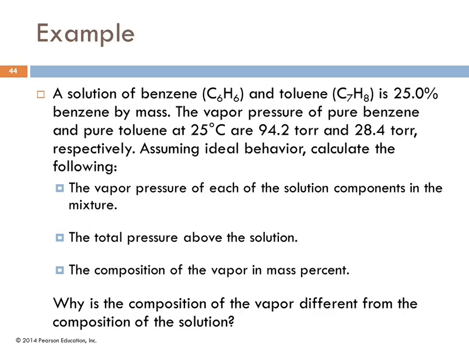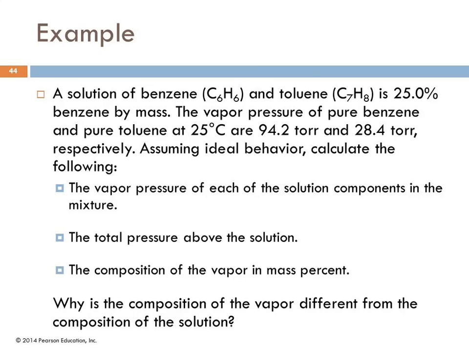So we have a solution of benzene and toluene that is 25% benzene by mass. The vapor pressure of pure benzene and pure toluene at 25 degrees are 94.2 torr and 28.4 torr, respectively. Assuming ideal behavior, calculate the following. The vapor pressure of each of the solution components in the mixture.